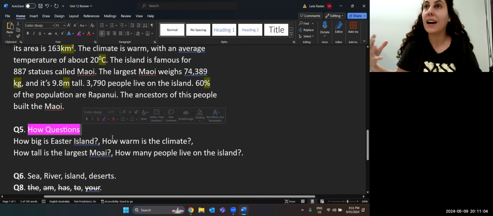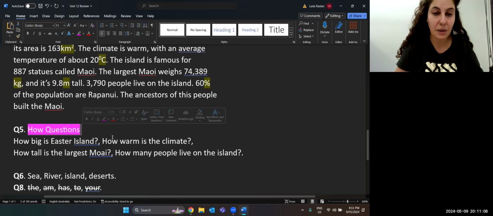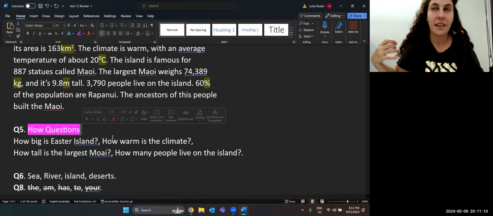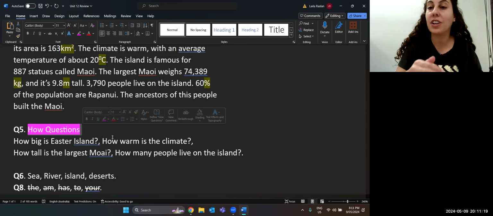One of the ways that we can ask a question, and you can see some of them are to do with measurements, like the temperature, the climate, you know, the height of something, the weight of something, the percent of something. So I need to say how when I want to know this information.